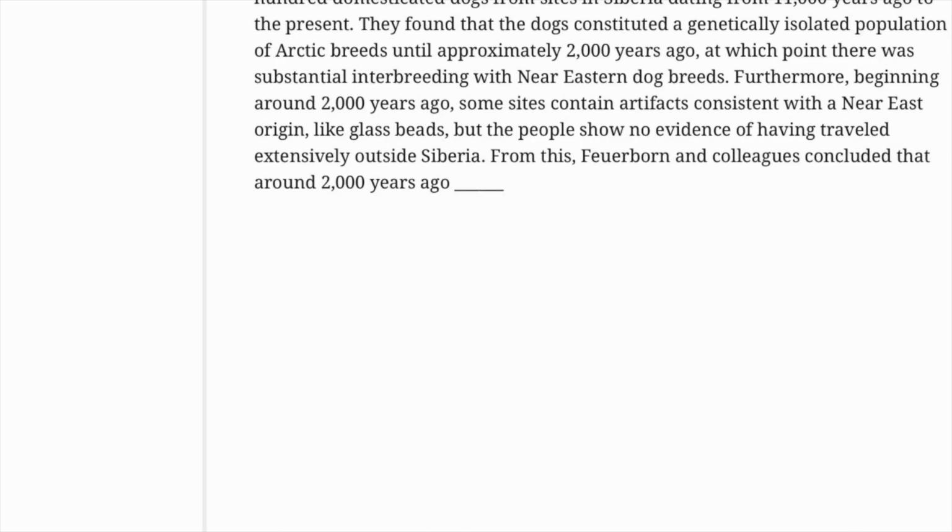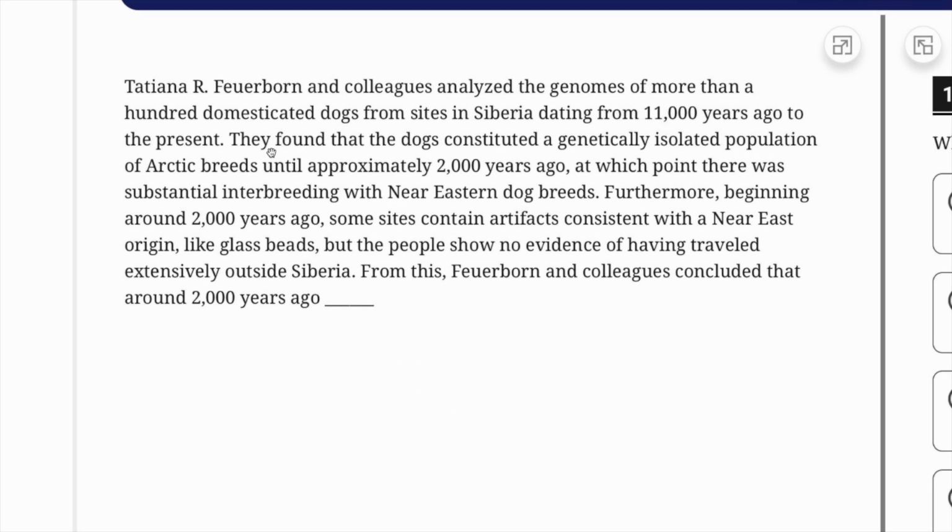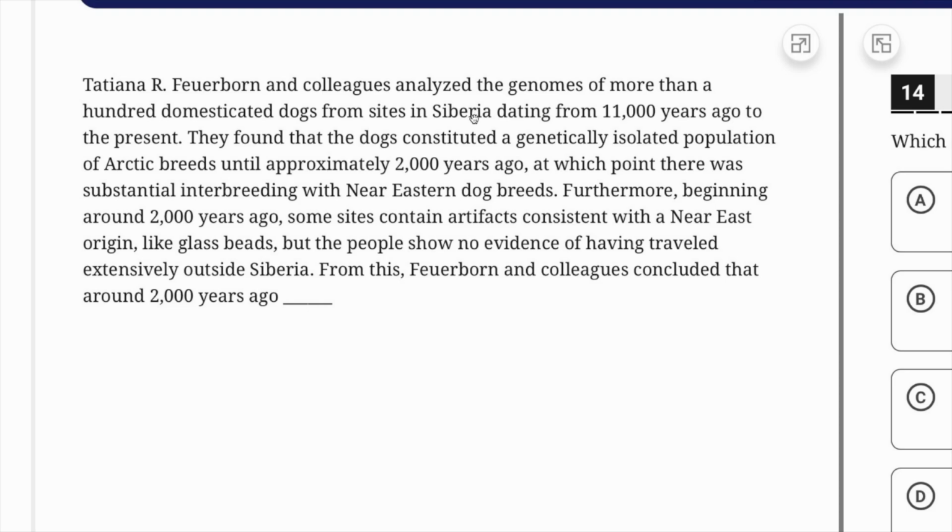Another logically completing the text question. This researcher analyzed the genomes of more than 100 domesticated dogs from sites in Siberia dating from 11,000 years ago to the present. So maybe there's a timeline aspect here. So, 11,000 years ago.